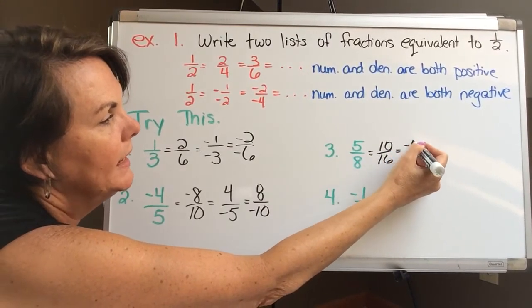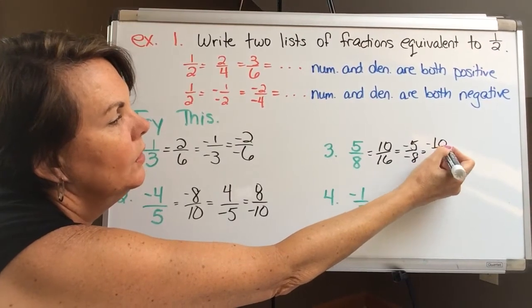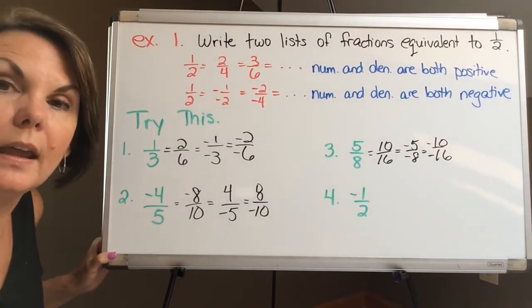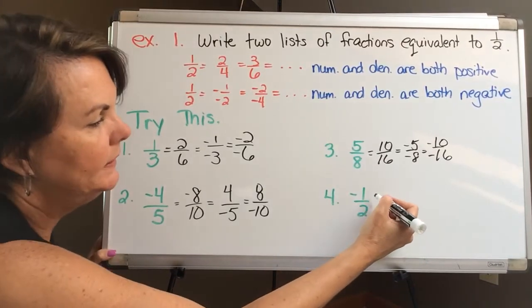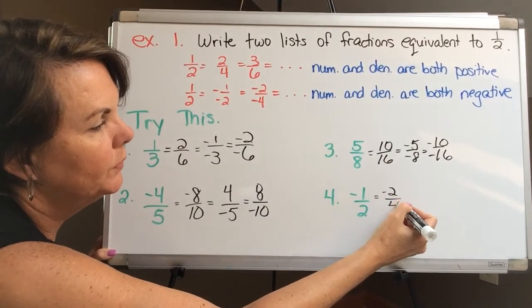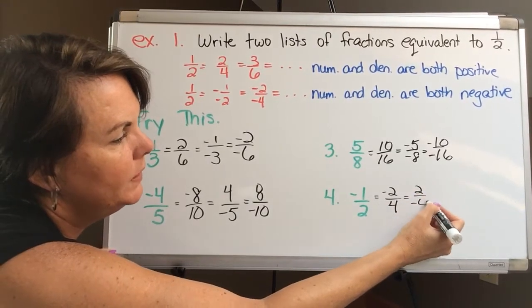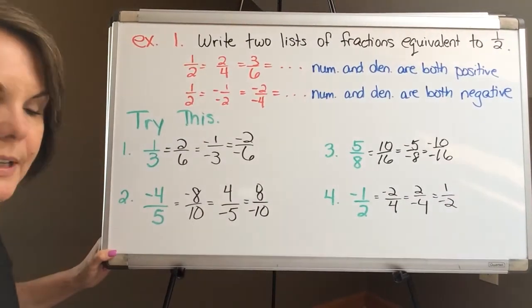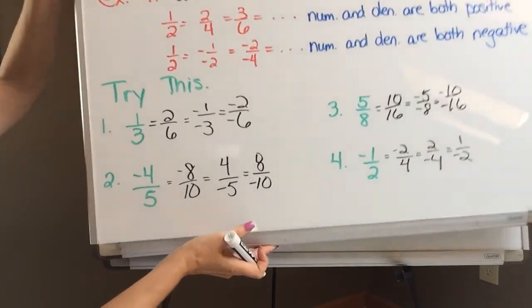I could also say -5 over -8. I could also say -10 over -16. I could say 50 over 80, -50 over -80. What about number 4, -1/2? Well, obviously, -2 over 4. I could say 2 over -4. I could say 1 over -2. Pretty easy. They are all equivalent fractions, just a little bit different than what we're used to.